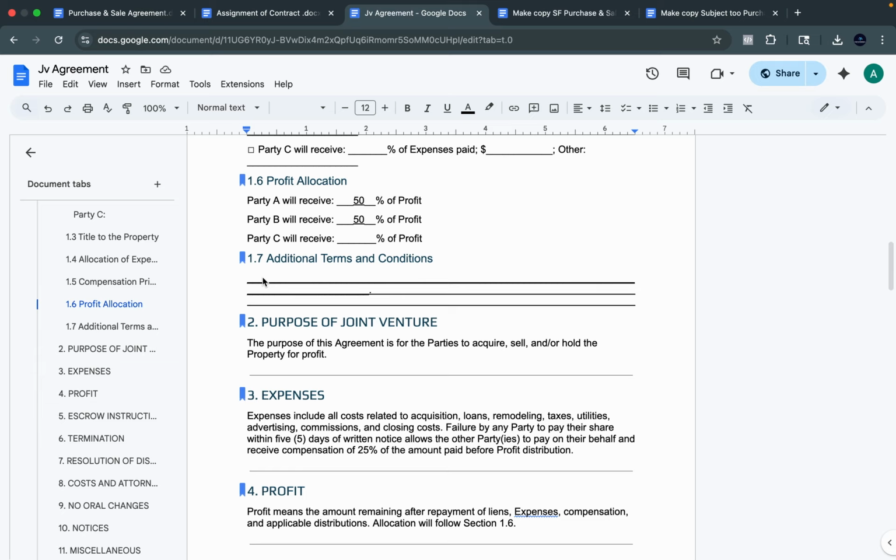These are just things that aren't within the contract. Let's say for example the buyer submitted 5K in EMD, and that EMD will go to party A. You just put that into additional terms and conditions, or whatever the case may be.